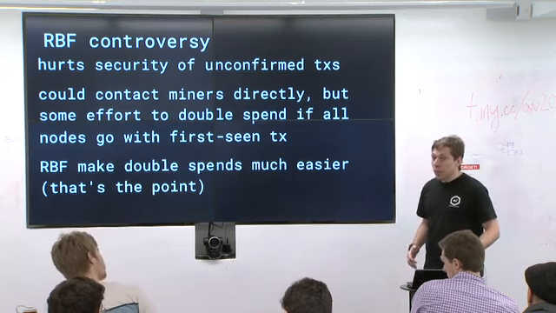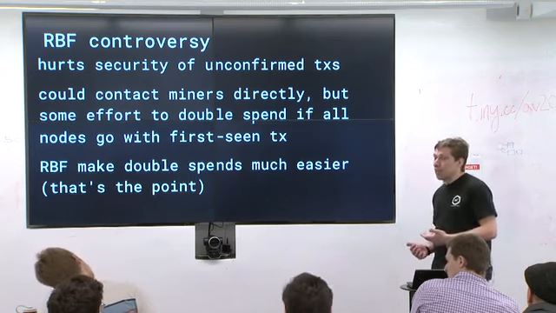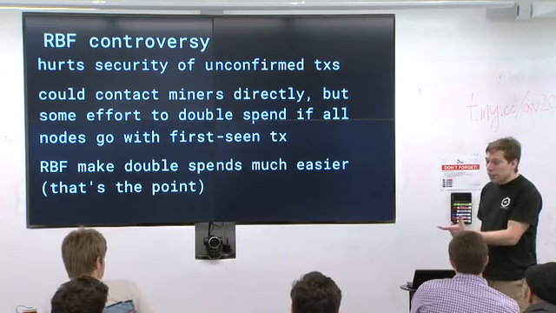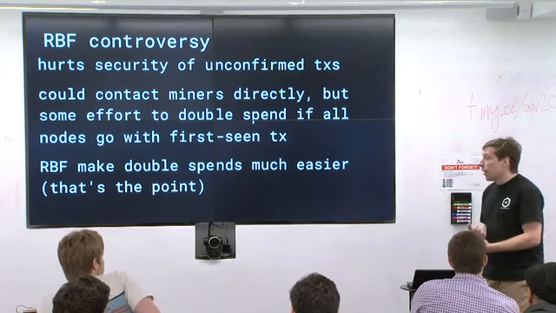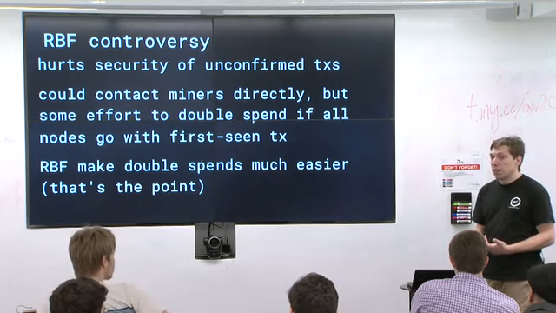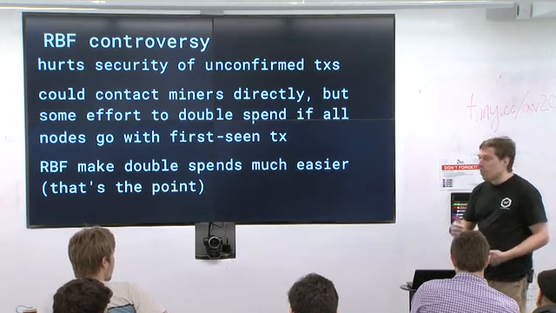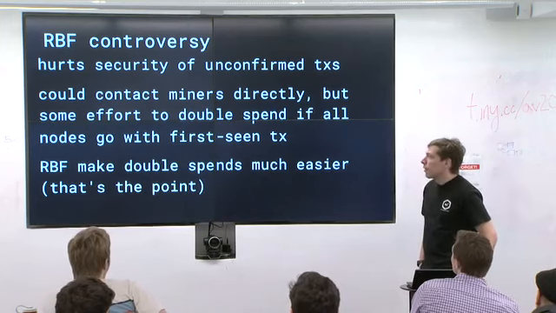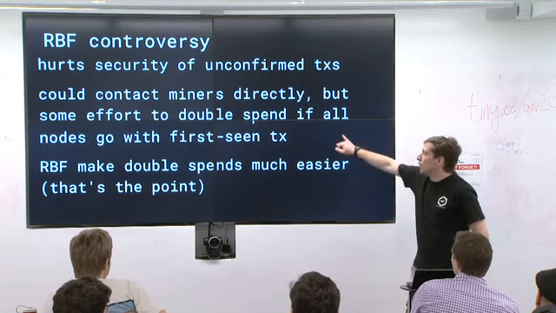When everyone on the network ignores those new transactions, it gets harder. You'd have to contact a miner directly and say, hey, I have this transaction on the network. Here's a conflicting one. Please include it in your next block. And then, to double spend, to defraud this person.